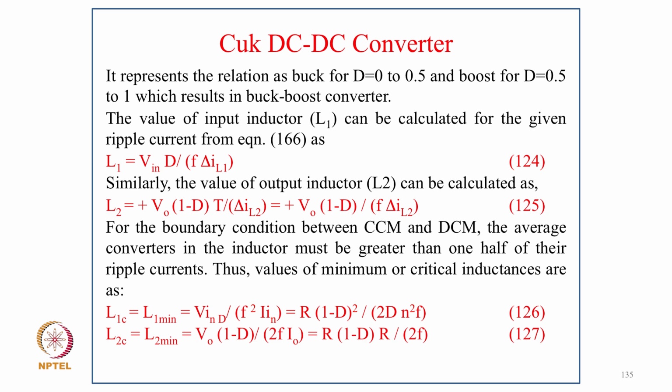Thus the minimum value for critical inductance L1C equal to L1 minimum, VIN D upon F square IL IN, equal to R (1 minus D) square divided by 2D N square F, and L2 equal to L2 minimum, VO (1 minus D) upon 2F IO, equal to R (1 minus D) upon 2F.